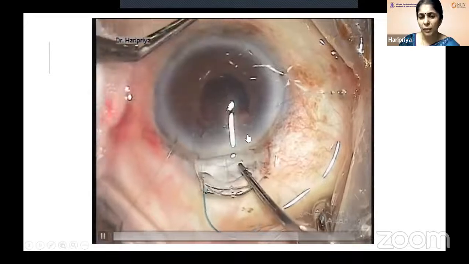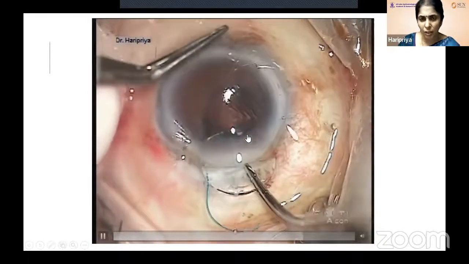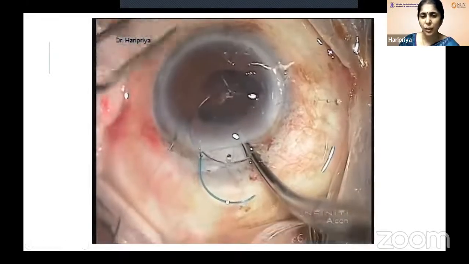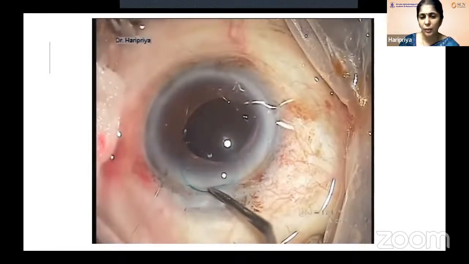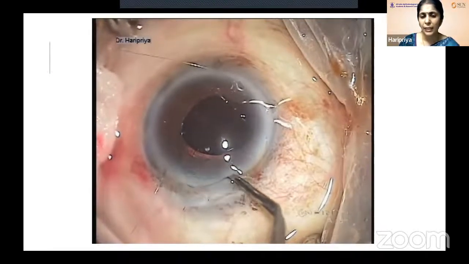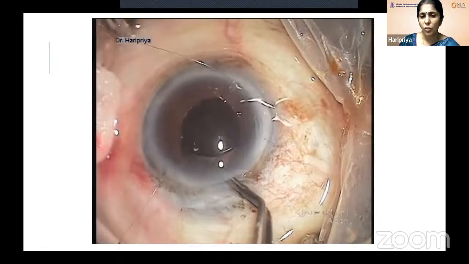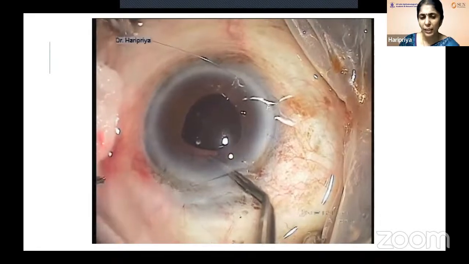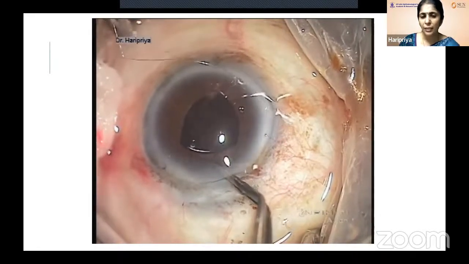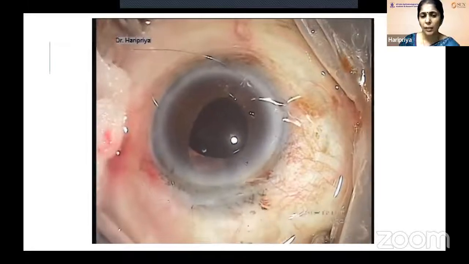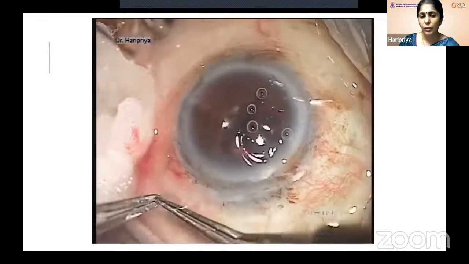Now this is a large tunnel. I've made this large because the primary IOL was a rigid lens, so I could not cut it. So I use a rigid lens here. And the trailing haptic also is looped with the same suture on the left side. And the IOL is placed in the sulcus, which is now dangling with the help of the suture.